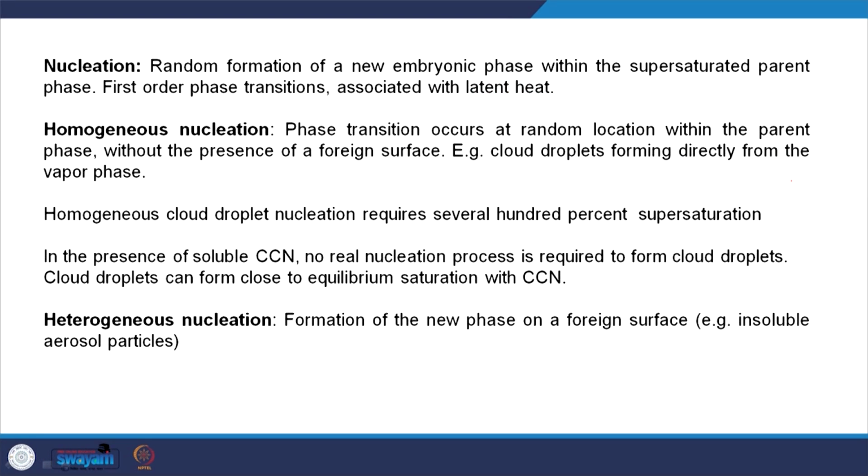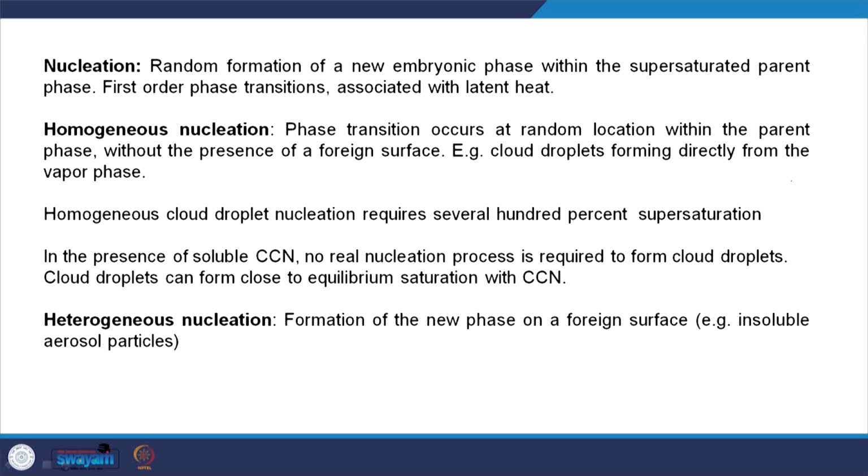The process in which droplets form out of the vapor is called nucleation, right. The random formation of a new embryonic phase within the supersaturated parent phase is called nucleation. This is generally a first order phase transition and always associated with a latent heat. That means heat is given out or heat is taken.